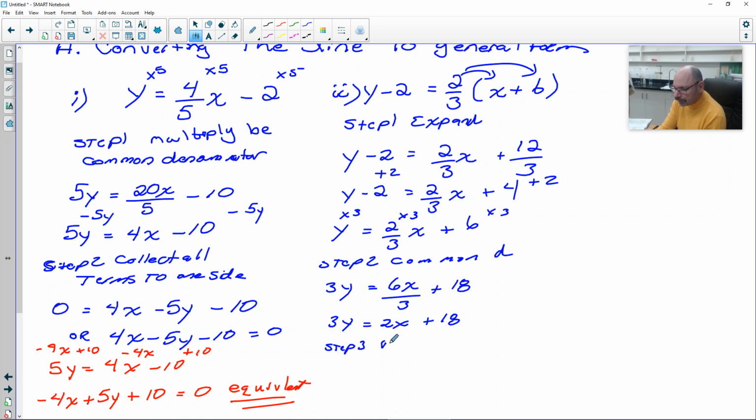That means I'm going to bring everything over this way. So we're going to get 0 equals 2x minus 3y plus 18. Now, of course, you could rearrange the other way.